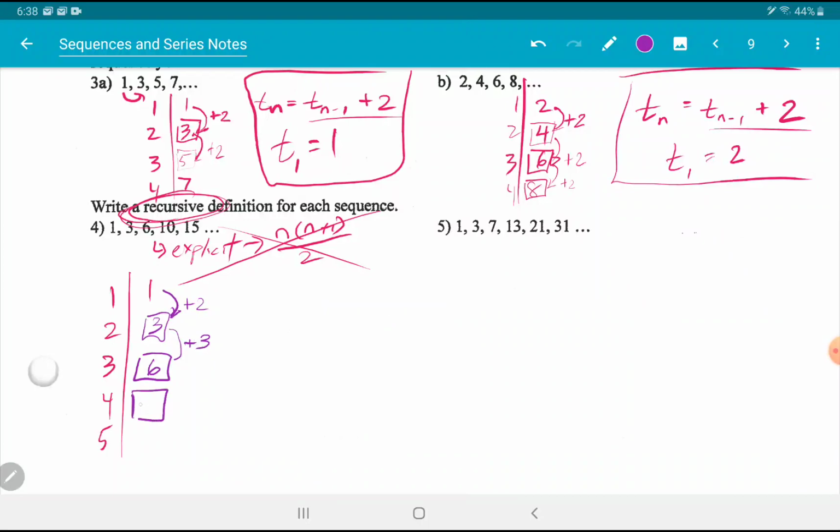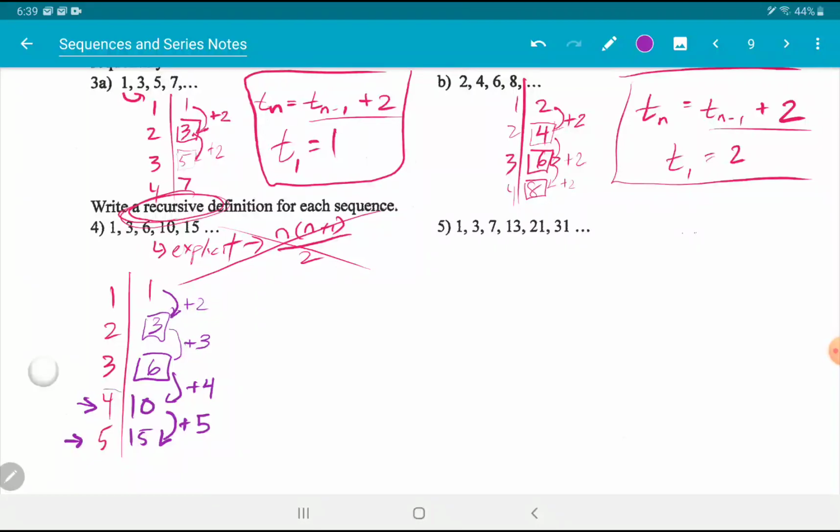Over here, I don't know that 10, right? So if I don't know 10, I take my previous term. I want to find term 4. I want to take my previous term, and what do I add? I have to add 4. Then I actually get the value of 10. Now I'm at term 5. I don't know term 5. So I take my previous term, and I add 5 to get 15.